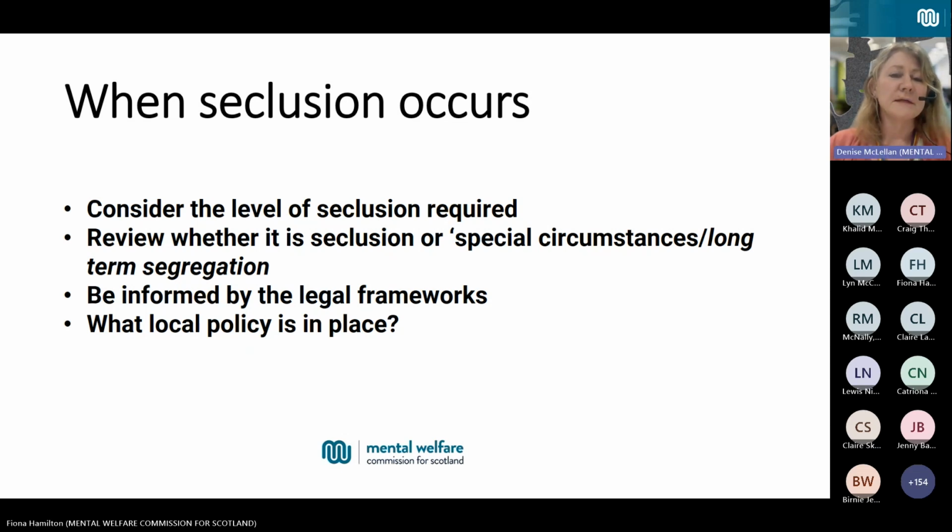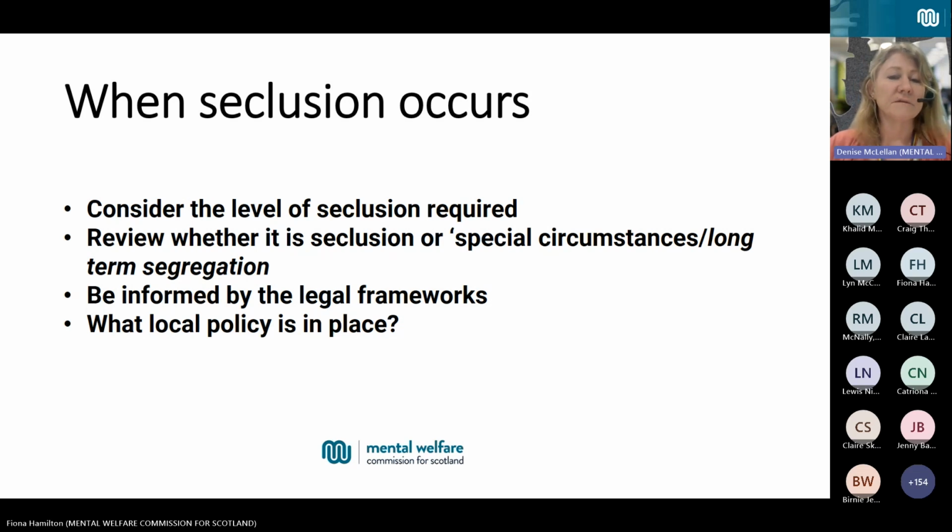How should it be legally authorised? In terms of safeguards in hospitals, this should be under mental health or criminal procedures legislation. In a community setting, the Mental Health Act is not applicable. However, where a person lacks capacity, the Adults with Incapacity Act could be considered.